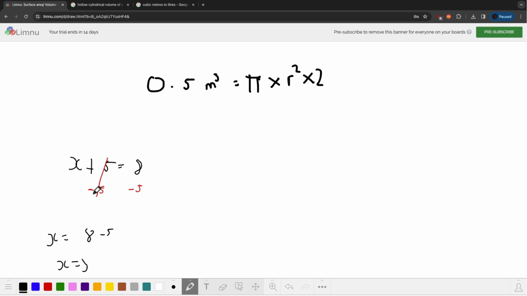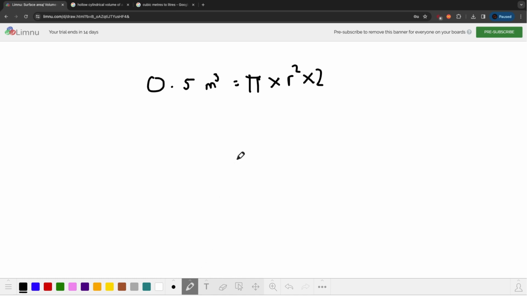Everything must be balanced. If I minus 5 on the left hand side of the equal sign, I must do the same on the right hand. If I do it here and not here, then my maths equation and everything just goes wrong. So that is what you have to do for the same thing for this equation. So we have 0.5 equals to pi r squared times 2.